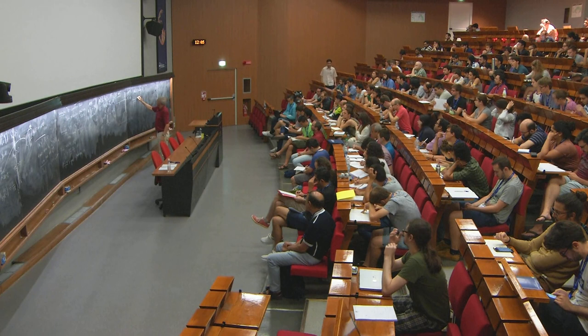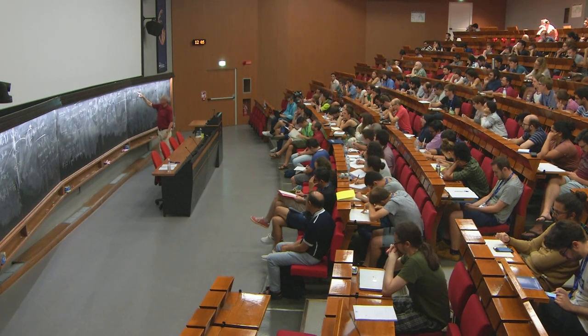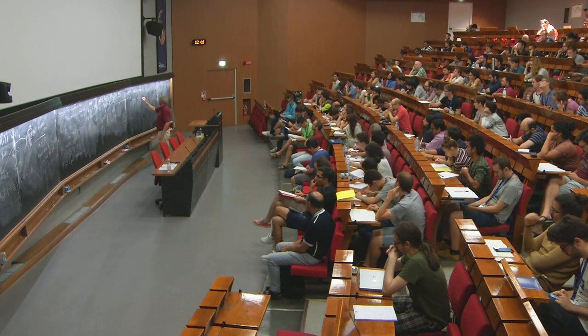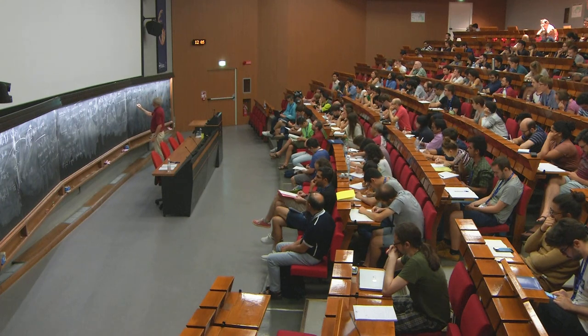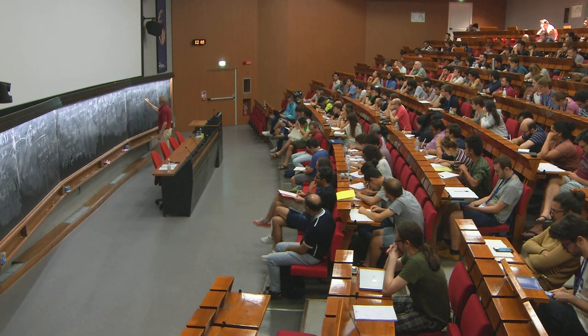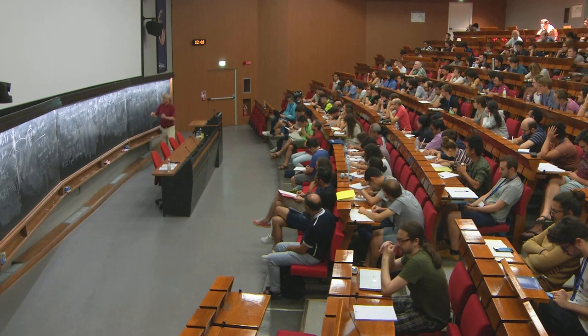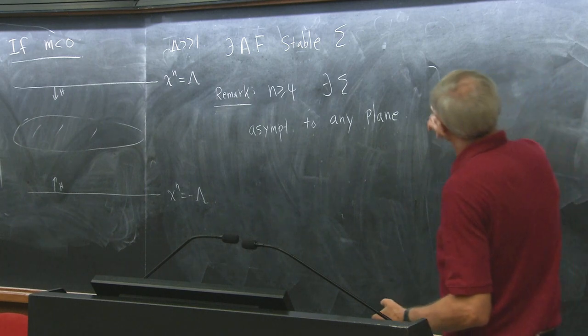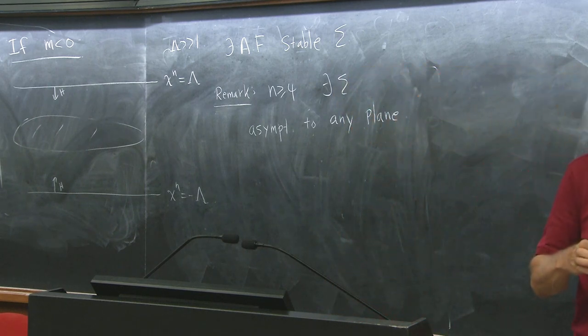And so actually, for n greater than or equal to 4, there are lots of asymptotically flat area minimizing surfaces. In fact, if you take any plane, there exists a sigma asymptotic to any plane at infinity. So you don't need the barriers at all. This is true whether or not the mass is negative. So there's a difference between the three-dimensional case and the four and higher dimensional case. Maybe not obvious, but let me explain that. So in other words, it's not sufficient just to have one area minimizing hypersurface.